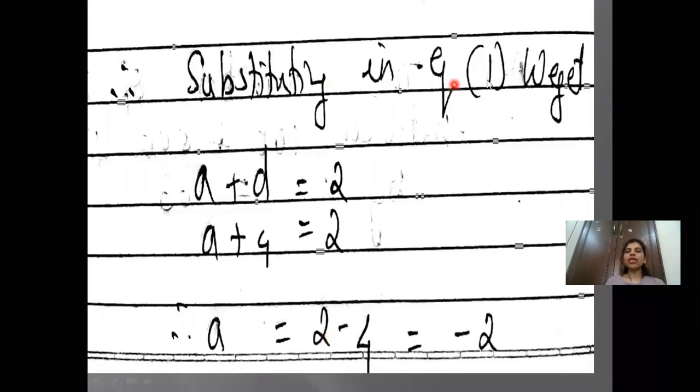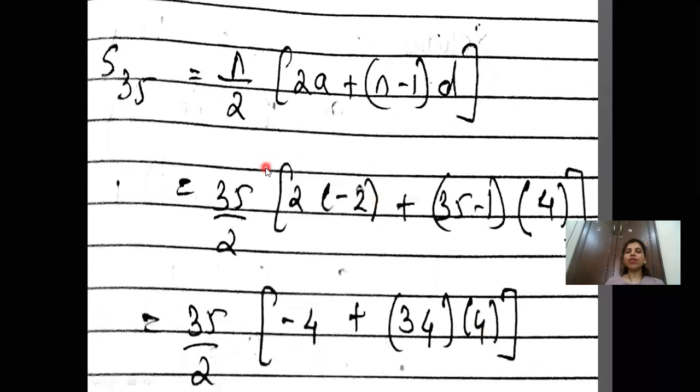Now substituting in equation 1, the value of D, we get A plus D is equal to 2. So A plus 4 is equal to 2. So A is equal to 2 minus 4, that is minus 2. Now once we got the value of A and we got the value of D, we'll be substituting in the S35 formula. So n upon 2, 2a plus n minus 1 d, 35 upon 2, 2 into minus 2 plus 35 minus 1 into 4.